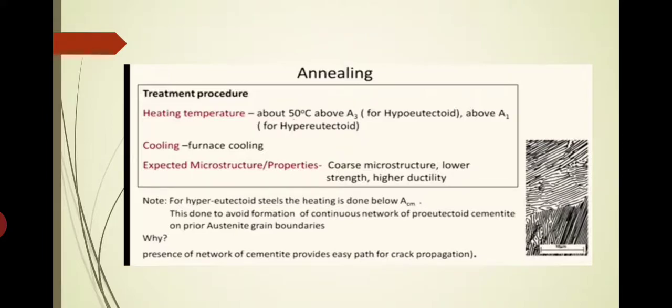Okay. So in a nutshell, annealing heating temperature is about 50 degrees Celsius above A3 for hypo-eutectoid and above A1 for hyper-eutectoid. Cooling is furnace cooling, and the microstructure expected is coarse microstructure, lower strength, higher ductility. So these are all in a nutshell. Okay, you can go through this slide.